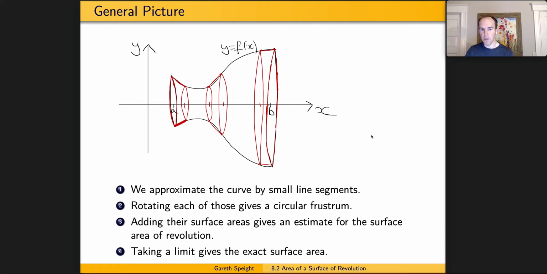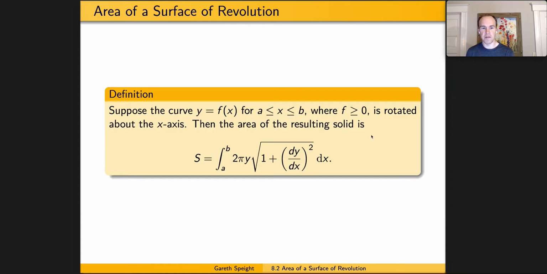As we chop up into more and more pieces, these lines are a better approximation of the shape of the curve. The frustums that we get are going to give better and better estimates of the surface area of revolution. In the limit, we get the true answer. Okay, so that's our derivation. Let's move on to the formula.